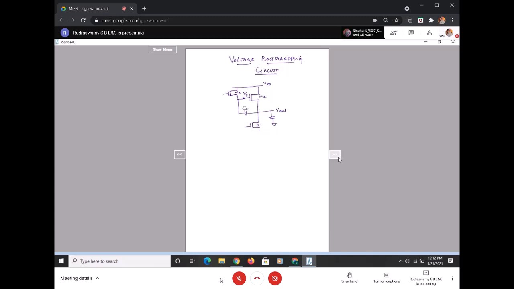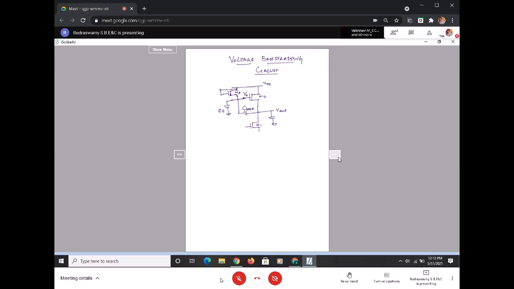One I call C boot, that is the bootstrapping capacitance, and another one as CS. Other than C boot I have one CS also. This CS is the capacitor connected from the source of M3 to ground. C boot is connected between the gate of this and this. And then the gate of M2 is connected to this VDD.